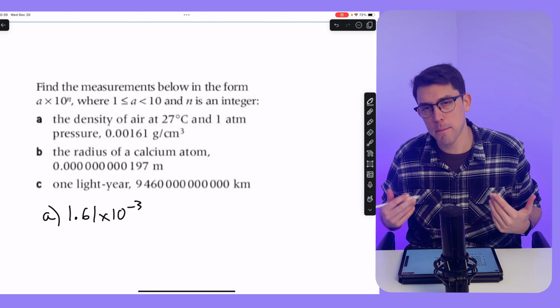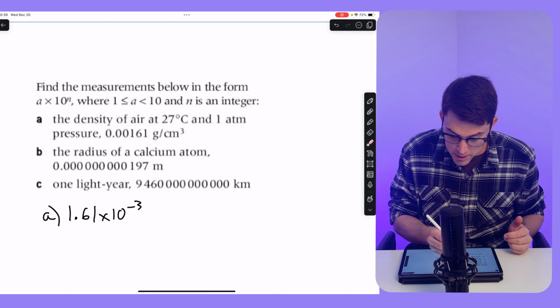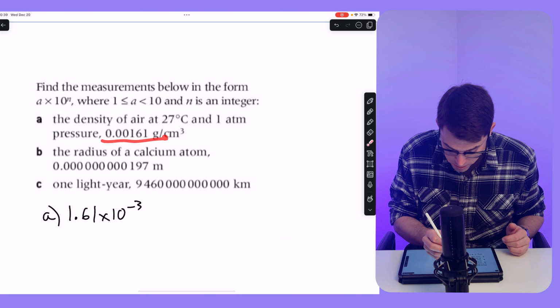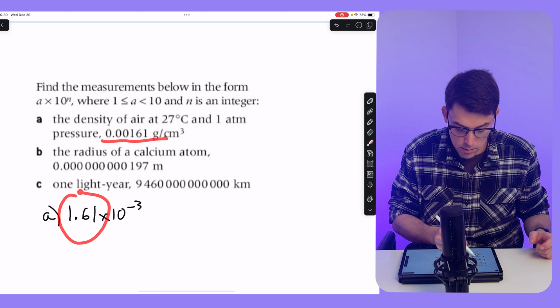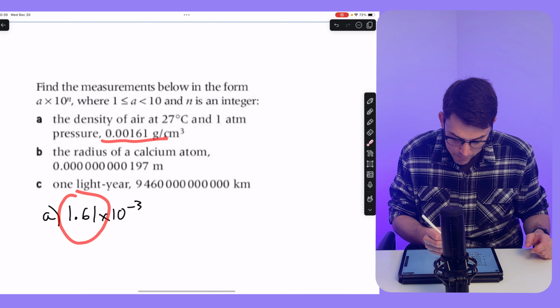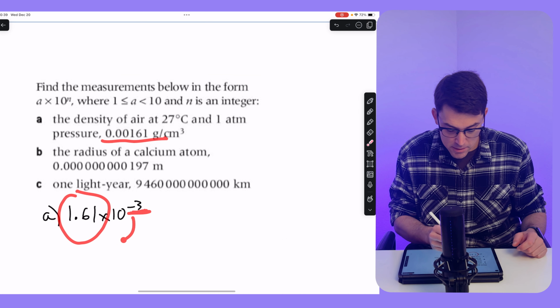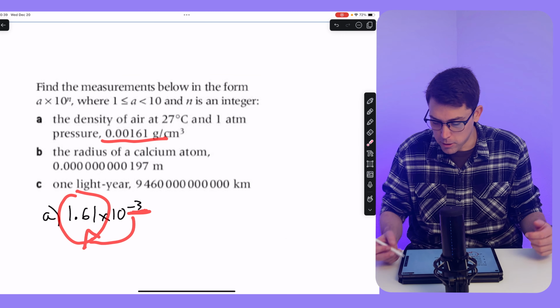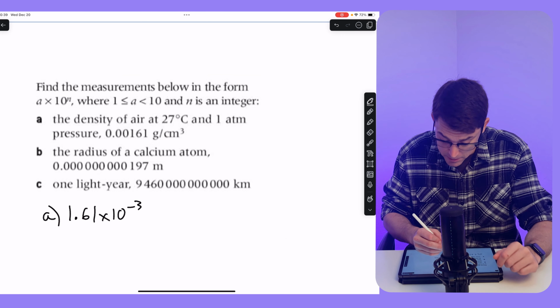Another way I think about it is balancing it out. This number right here, 0.00161, is smaller than 1.61. So I have to multiply by this negative exponent to make this number go back to being smaller. Makes sense to me. Hopefully it makes sense to you.